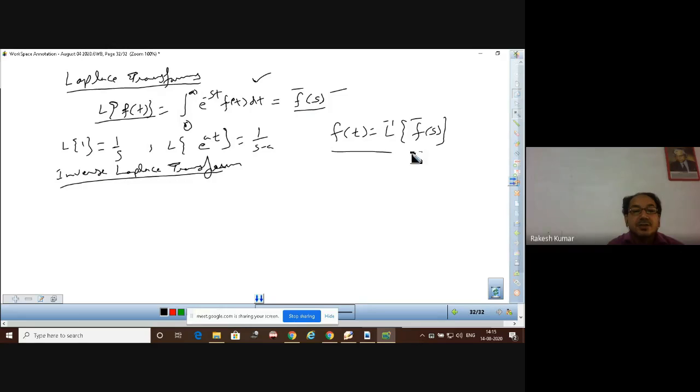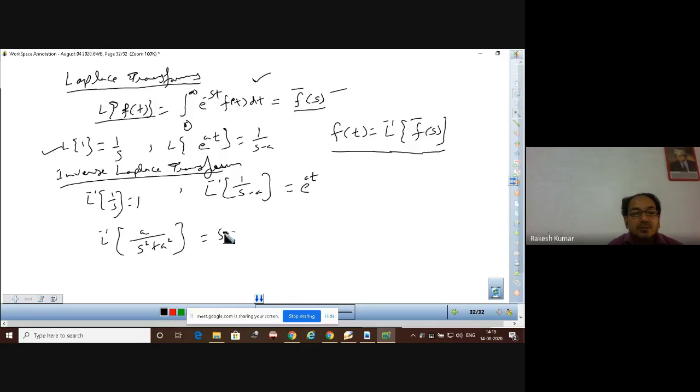From this, by using this definition of Laplace inverse transformation, we can write down the new formulas. Laplace inverse of 1 by s should be 1. And similarly, Laplace inverse of 1 over s minus a should be e raised to power at. And Laplace inverse of a upon s square plus a square should be equal to sine of at. So all these standard formulas can also be written in this form by using inverse Laplace transformation.